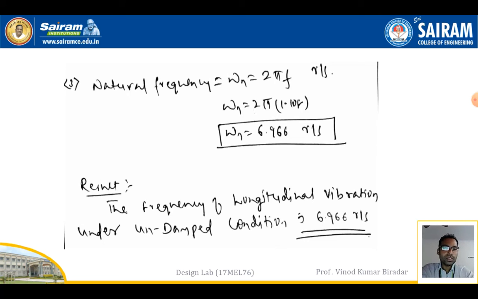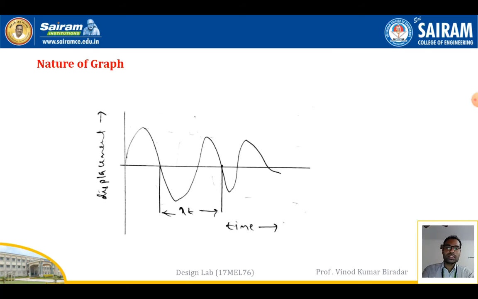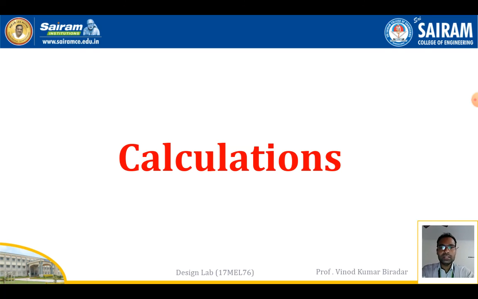So these are the four experiments we conducted: damped and undamped, longitudinal and torsional. All four experiments we conduct on only one apparatus, called the universal vibration apparatus, for longitudinal and torsional. In torsional we use the string, and in longitudinal we use the spring. In torsional vibration the oscillation is given in the horizontal direction, and in longitudinal you give the oscillation in the vertical direction. That is the difference between longitudinal and torsional. I hope you understand this experiment calculation. Thank you.